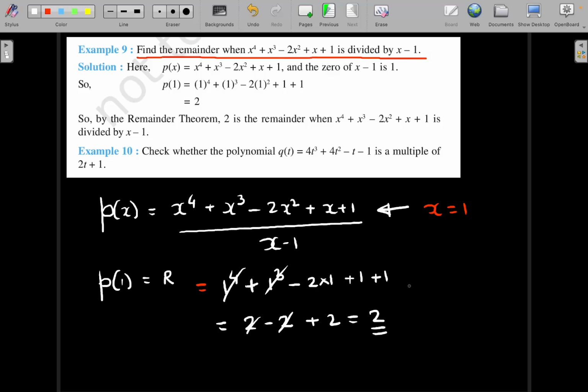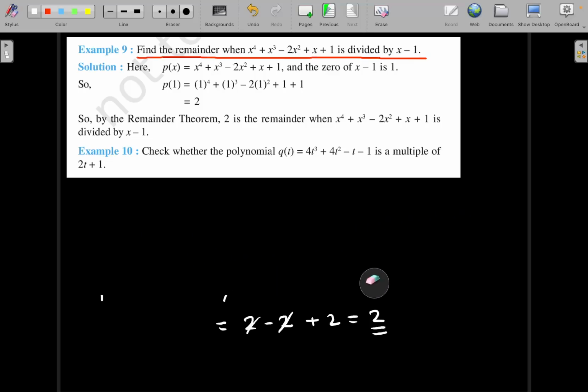So this was a nice simple application of the remainder theorem, and now let me try and do the next problem, which is to check whether a particular linear factor is a factor of this polynomial. So this is the polynomial, and we have to check whether this particular polynomial is a factor of q of t.